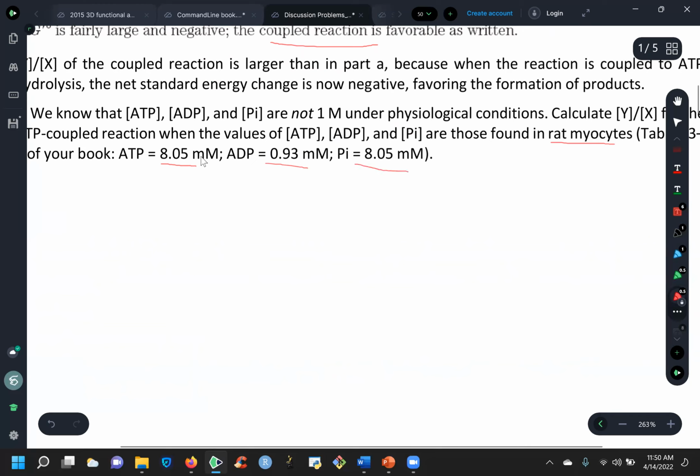Notice that they gave us everything in millimolar. Is that acceptable for our formula? No, our formula only accepts molar. Students still struggle with converting. So the easiest way to do it is just do 8.05. Now milli is 10 to the negative 3. So just do that times 10 to the power of negative 3 molar. So you just replace milli with 10 to the power of negative 3.